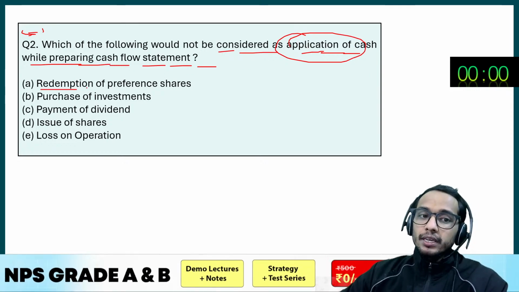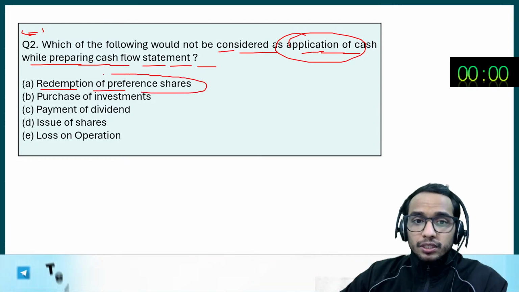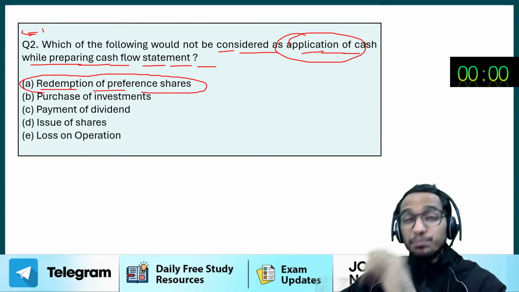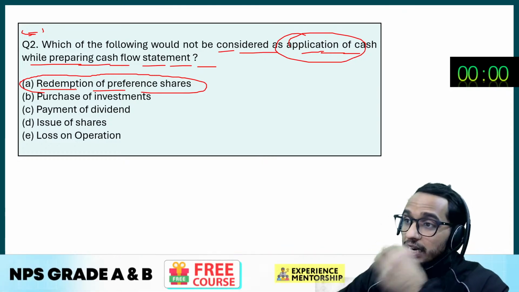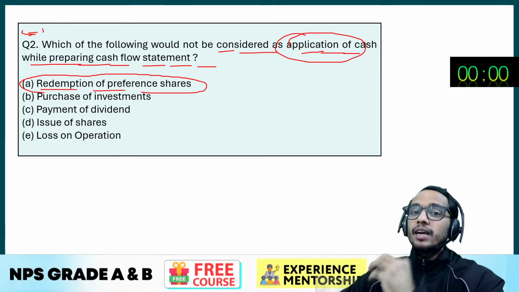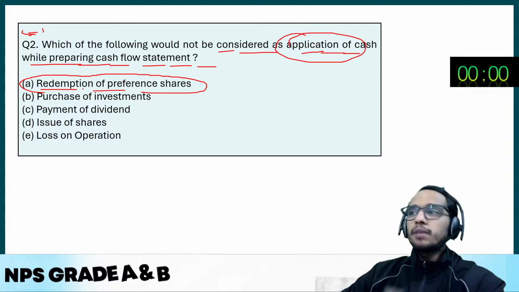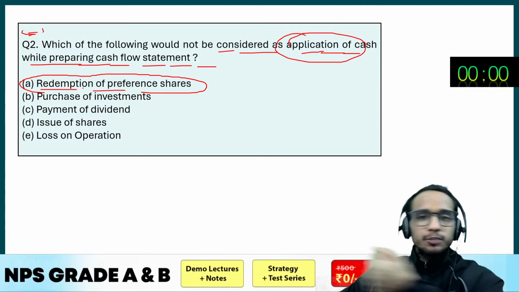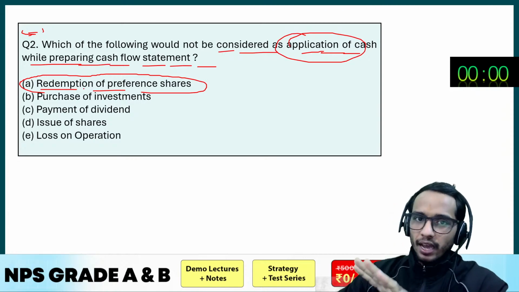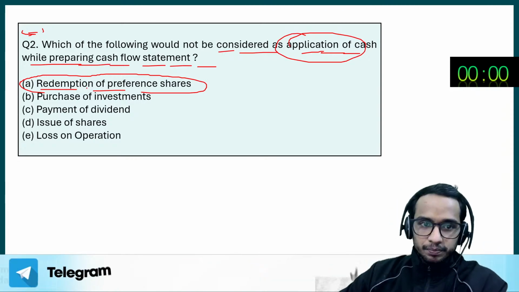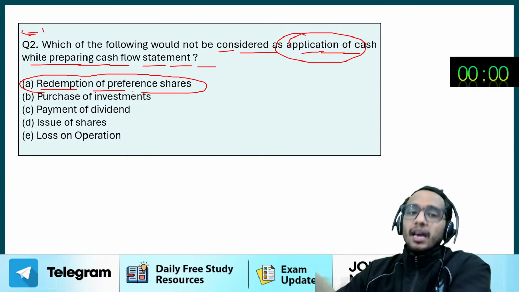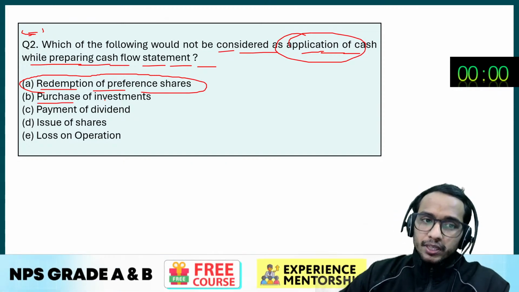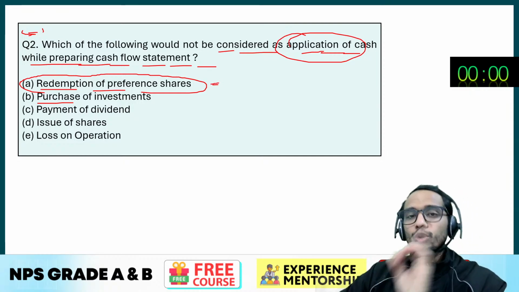So the first option says redemption of preference shares. When it says redemption of preference shares, what you are doing actually is redeeming the certificates so that you can pay the money back, right? You are paying money back and you are getting the certificates back. So it is a form of application of cash, because you are paying money to someone else, isn't it? So it is the application of cash. You are using the cash, so it would not be the answer.